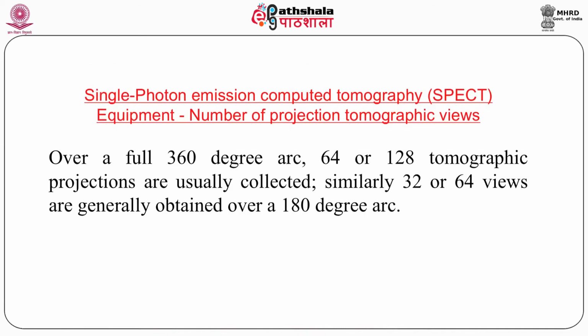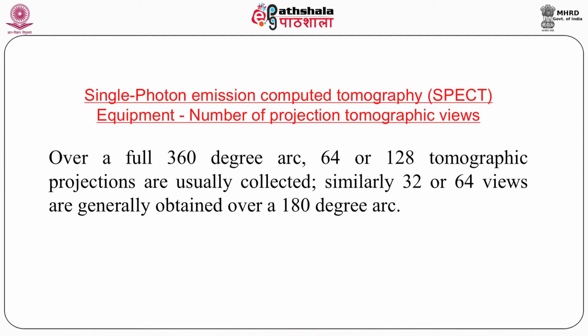Now comes single photon emission computed tomography. Again, the number of projection tomography images, as we were talking about 360 degree, 180 degree, the slices now, because the detector is moving all around it, and now we have detectors or CT which are 64 slices or 128 slices, and similarly 32 slices. So over a full 360 degree arc, 64 or 128 tomography projections are usually collected. Similarly, 32 or 64 views are generally obtained over a 180 degree arc. It means to say taking the slices is very important, because it is coupled with CT. So it is not only giving the picture of function, but also the anatomy, because finally we have to fuse these two images.